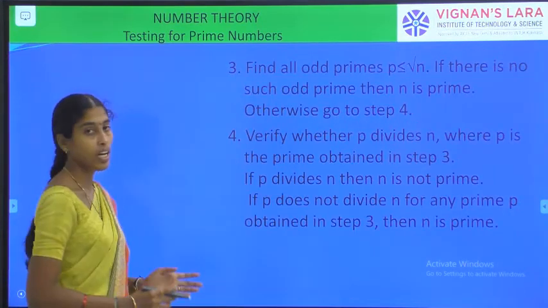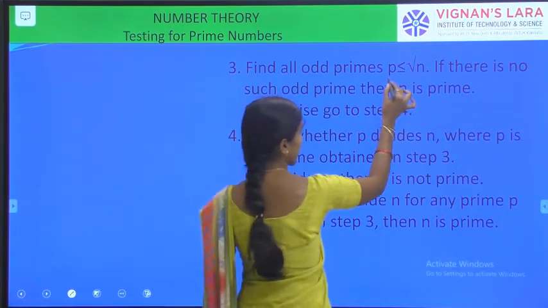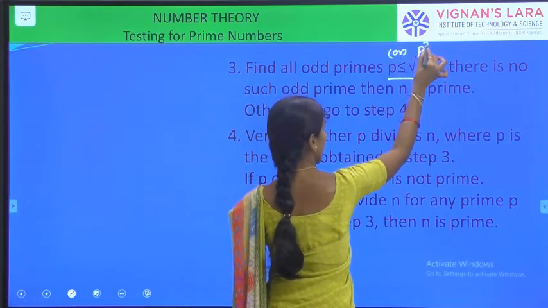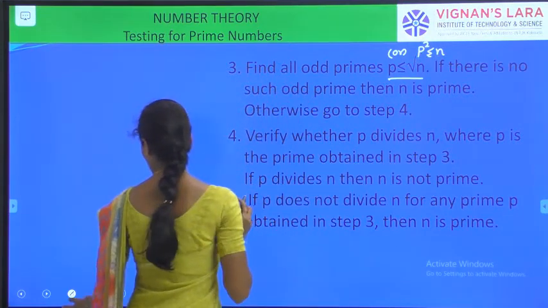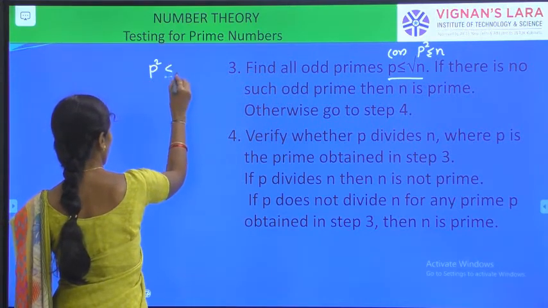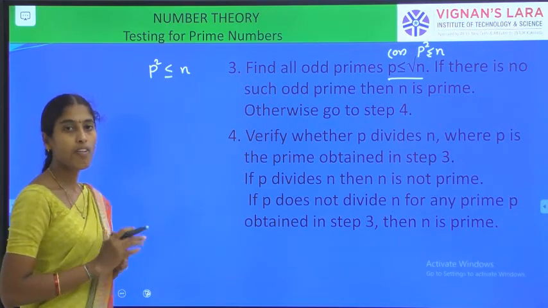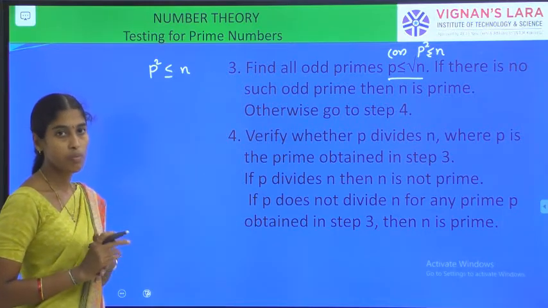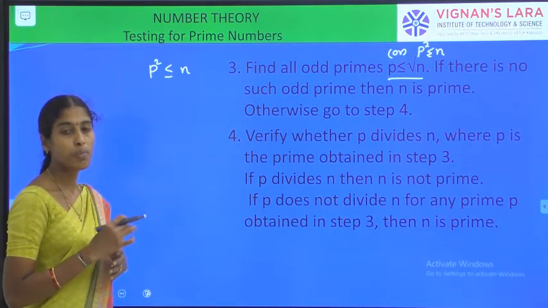In the next step, we have to collect all the prime numbers p which satisfy the condition p less than or equal to root n, or the same thing can be written as p square less than or equal to n. Right? We have to collect all those prime numbers. Suppose that set of prime numbers does not exist, then we say n is a prime number, we stop the procedure.